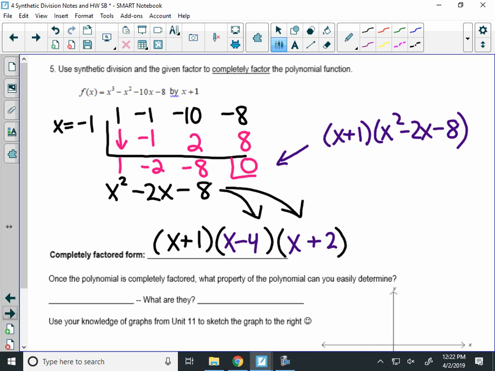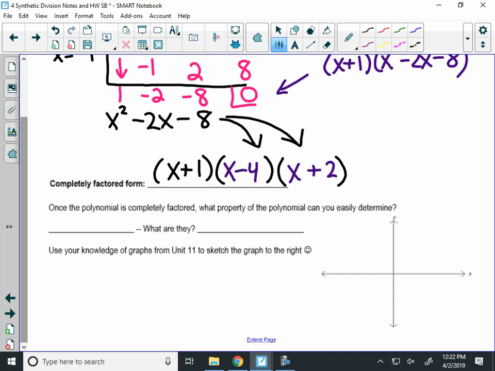Now from there, once it's completely factored, what property of the polynomial can we see really easily? What do the factors give us about the graph? The x-intercepts. What are the x-intercepts here? Negative 1, 4, negative 2. Okay. Now let's use our knowledge from last unit, sketching graphs, multiplicities, and behavior to make a picture of the graph. All right, so we start by plotting the points. We know there's a root at negative 1, there's a root at 4, and there's a root at negative 2.